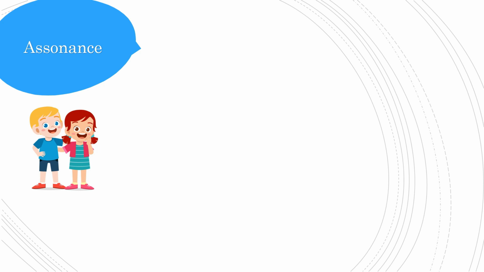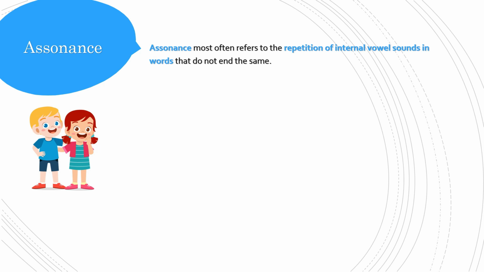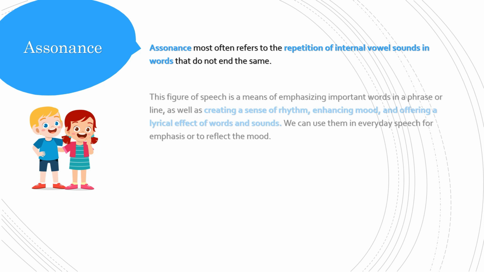Assonance. Assonance most often refers to the repetition of internal vowel sounds in words that do not end the same. This figure of speech is a means of emphasizing important words in a phrase or line, as well as creating a sense of rhythm, enhancing mood, and offering a lyrical effect of words and sounds. We can use them in everyday speech for emphasis or to reflect the mood.